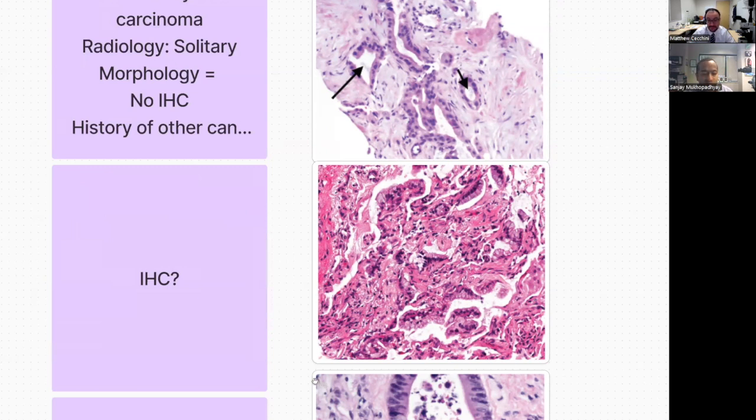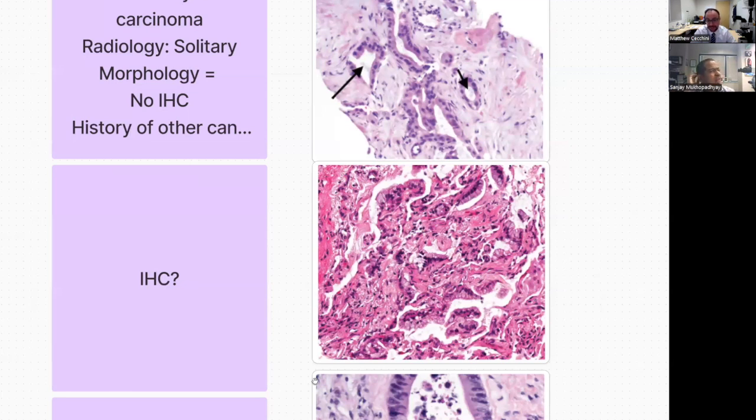So what do you do, Matt, for this one? It's the same thing, and it often gets you in trouble. And the CDX2 is often positive, right? Exactly. Then you kind of just get into a mess. So I think in here the most useful IHC is the clinical history IHC and the PET scan IHC, right?